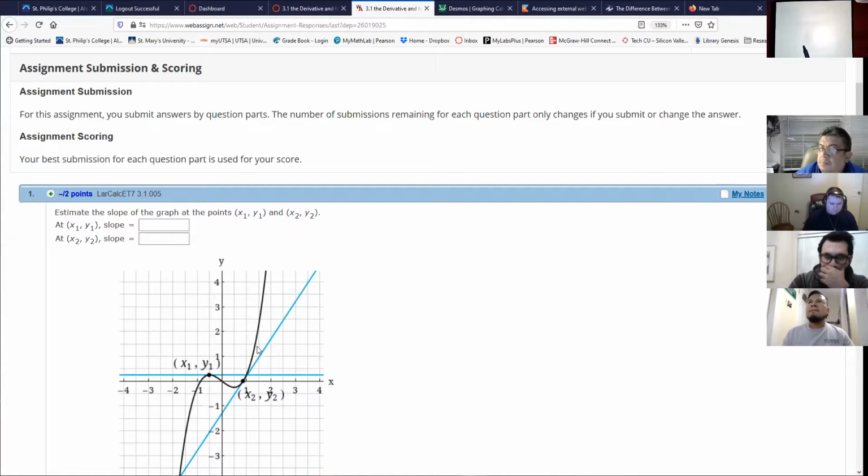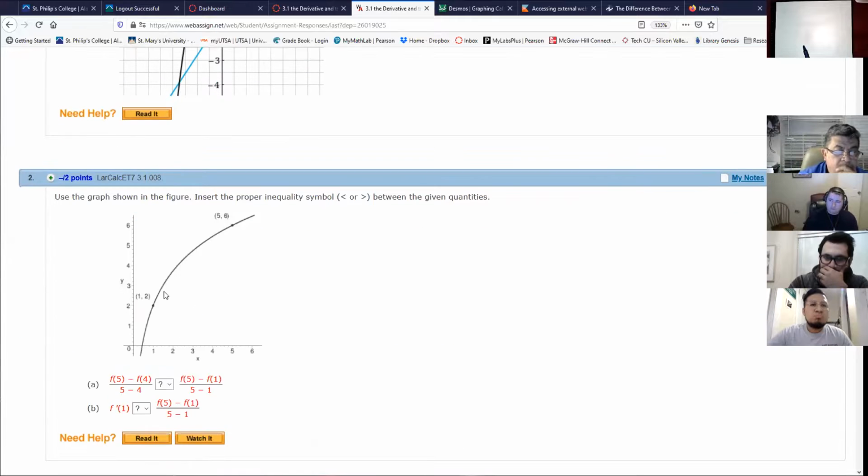Okay, so to estimate the slope of the graph at the points x1, y1, x2, y2. So find the slope at this point and that point. We'll use the same ideas we did back in high school math, right? Using the slope formula.